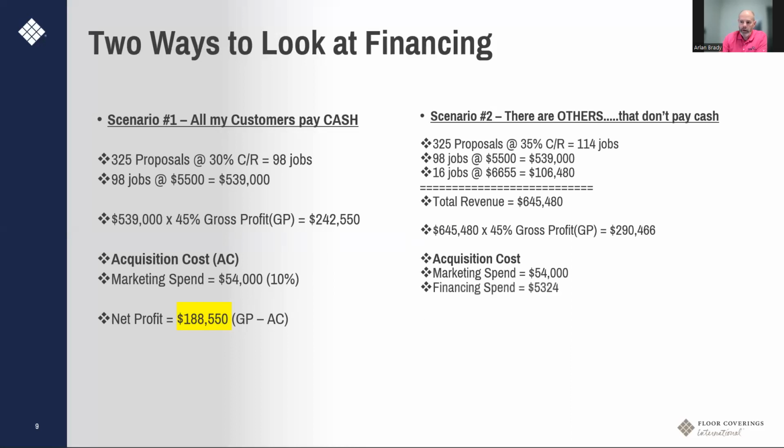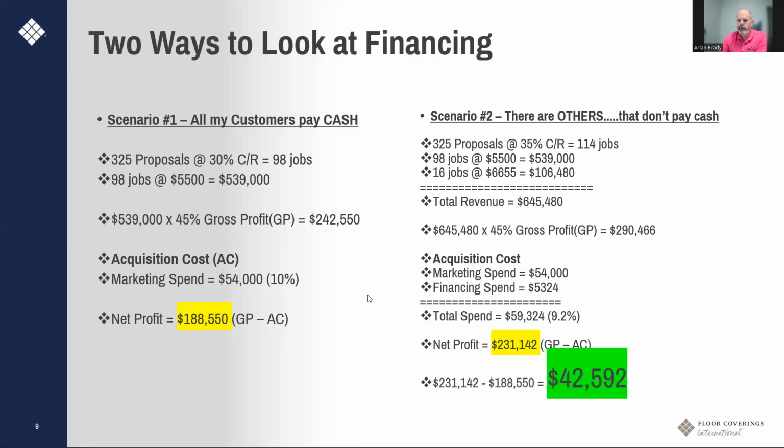So now I also need to add my financing spend. If I keep that 5% of financing spend, what we're going to see is that I've got a total spend of $59,000 instead of the $54,000. But my net profit is higher, because if I take my gross profit of 290 minus my total acquisition cost, I see a net profit of 231. So just because I offered financing, this business in this scenario with very conservative numbers did almost $42,000 more in net profit. So I hope that you'll take a look at financing seriously.